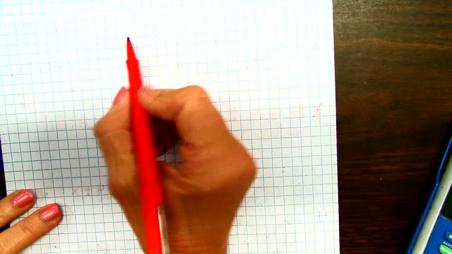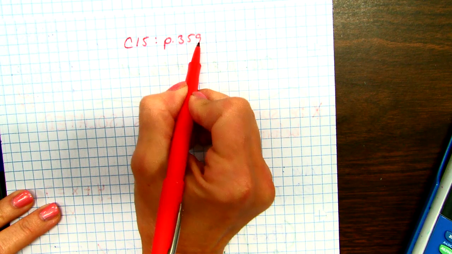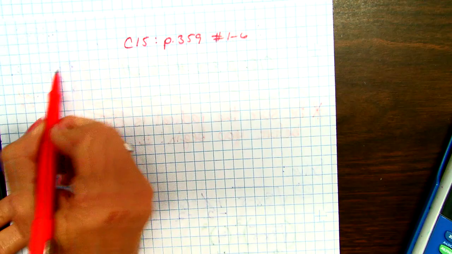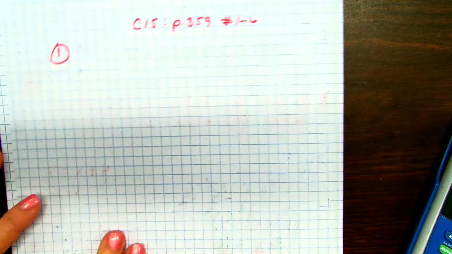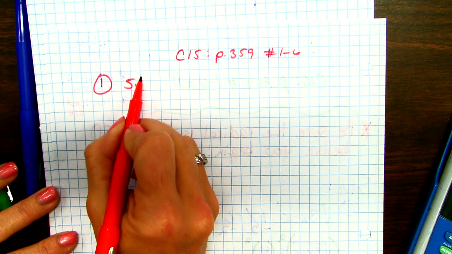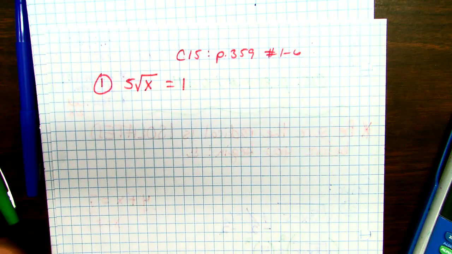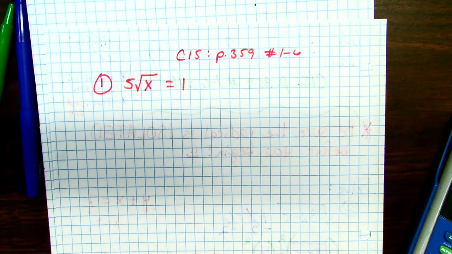All right, let's get our paper set up. C15, page 359, numbers 1 through 6. And I'm going to start with you. If you want to change the letters to X's the whole way through, you can. You can use the letter they gave you or change the letter. It's up to you.